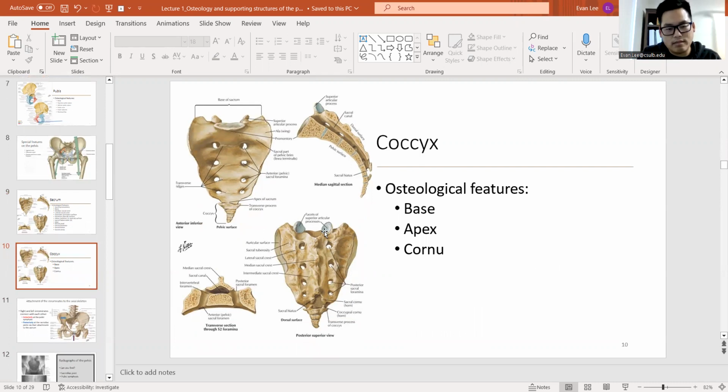Now, leading down to the last part of the pelvis bones, at least, we have the coccyx, which is going to be this small group of bones down here, which includes the base, the broad part, the apex, the pointed part, and then the cornu, which once again is going to be the parts that extend upward in this case to connect with the cornu of the sacrum.